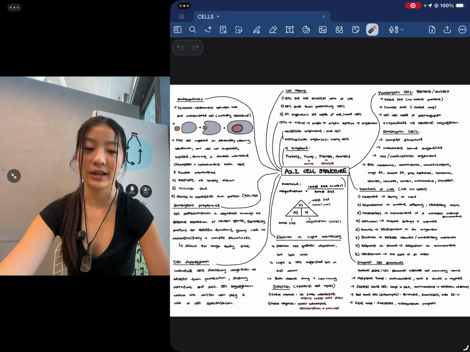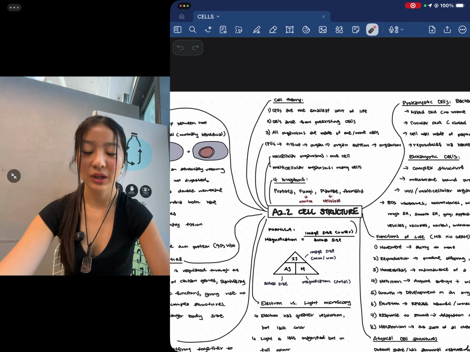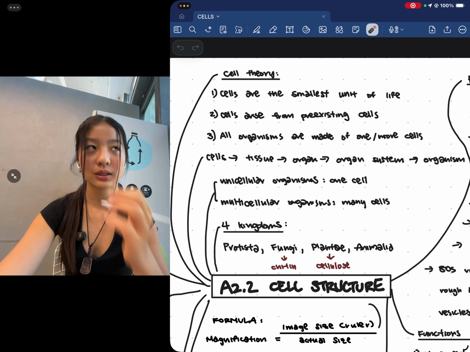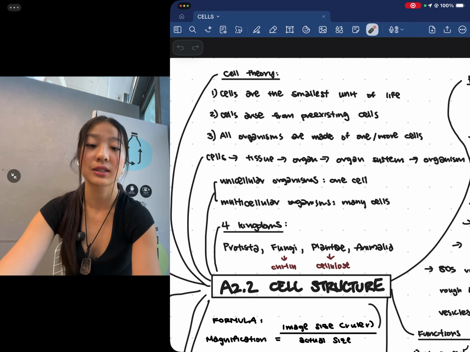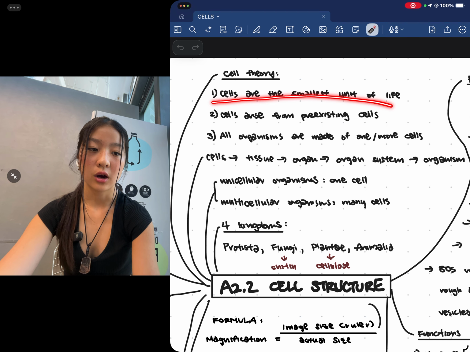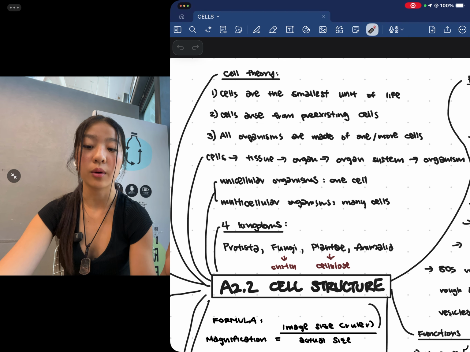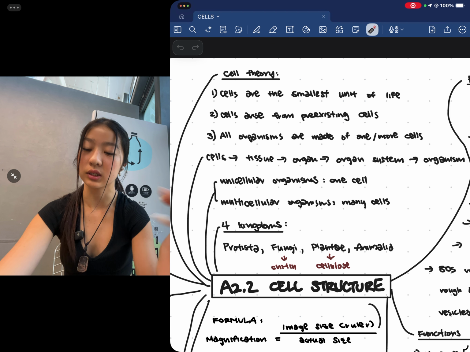Cover some basics and everything on 2.2 cell structure as part of cells as a topic. So to start off with, cell theory, as proposed back when microscopes were first discovered. The first one we have is cells are the smallest unit of life. This one's pretty self-explanatory. Everything is built up in different systems, but everything traces back to cells.